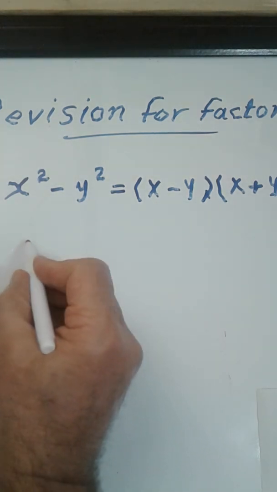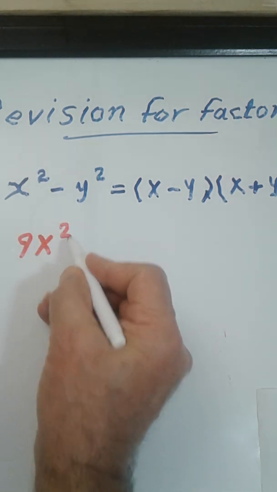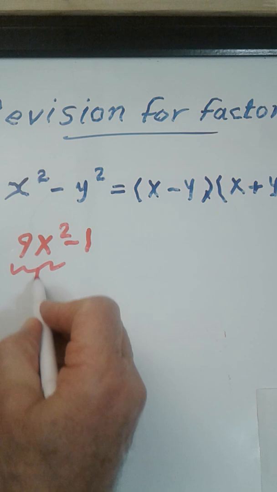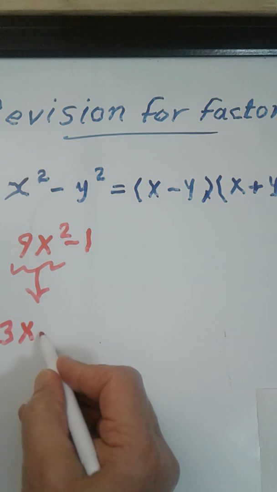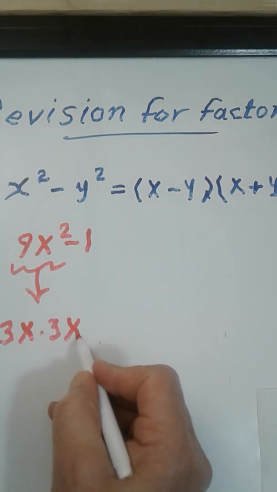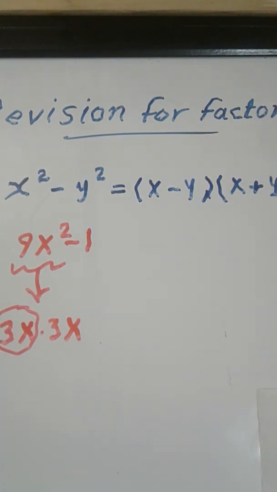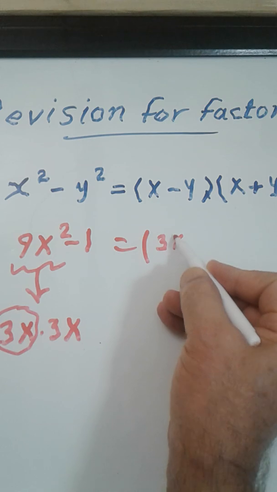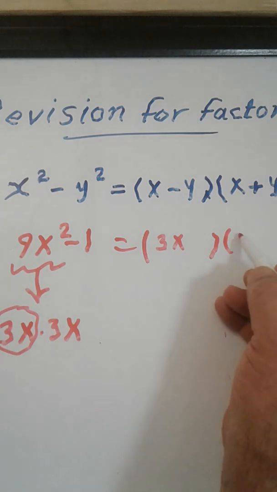When we have something like 9x squared minus 1. 9x squared is like 3x times 3x. So 3x is considered the square root of 9x squared. So we write here 3x and right here 3x.